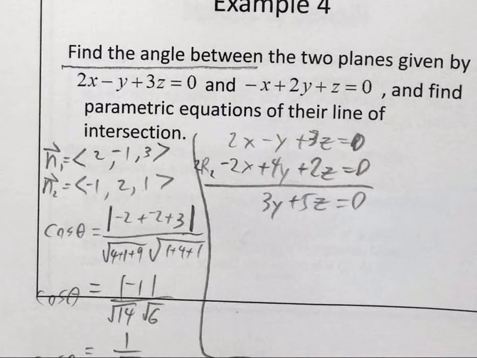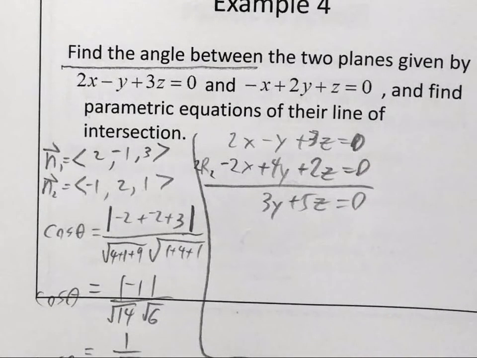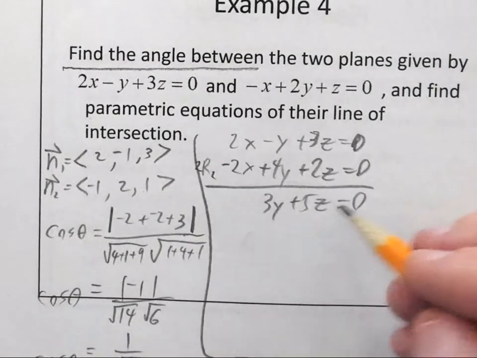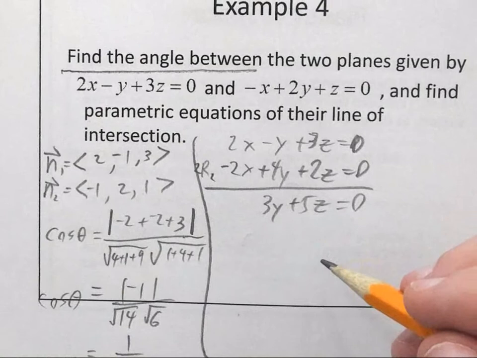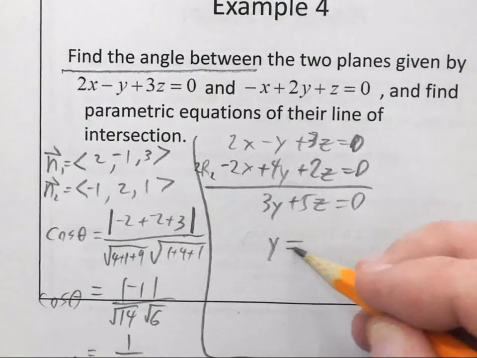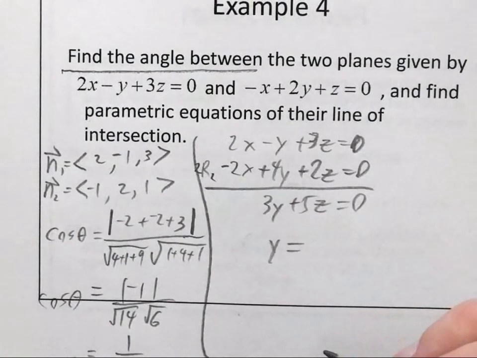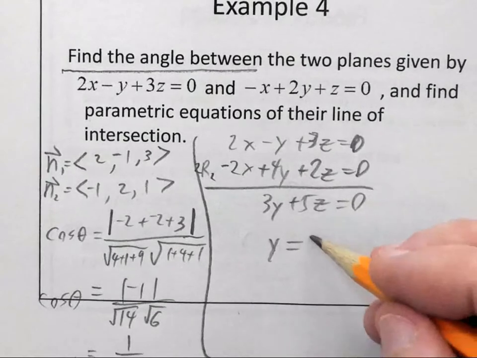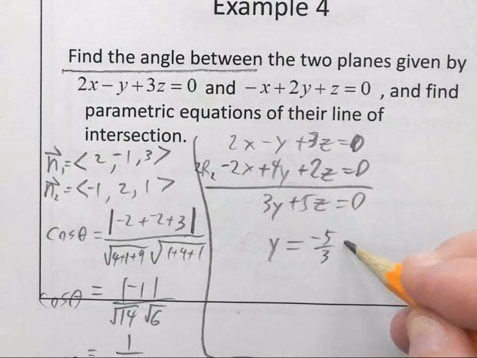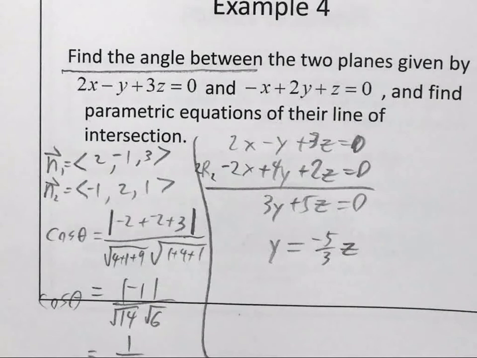Now the problem here is I don't have another equation to work with, right? I just have these two planes. Well, so what I'm going to do then is work with what I have. I'm going to solve this one for y. What do I get when I get y by itself here? Negative 5/3 z. Or negative 5z over 3, however you want to write it.